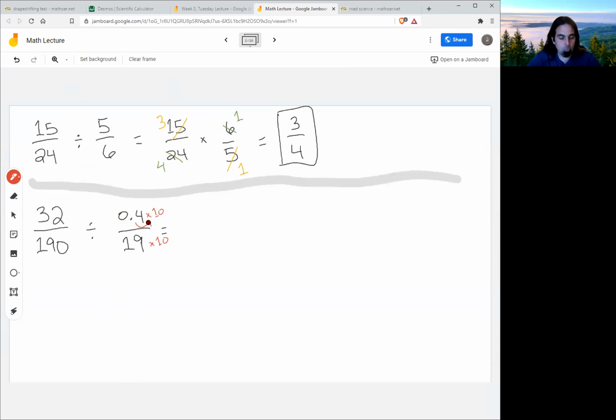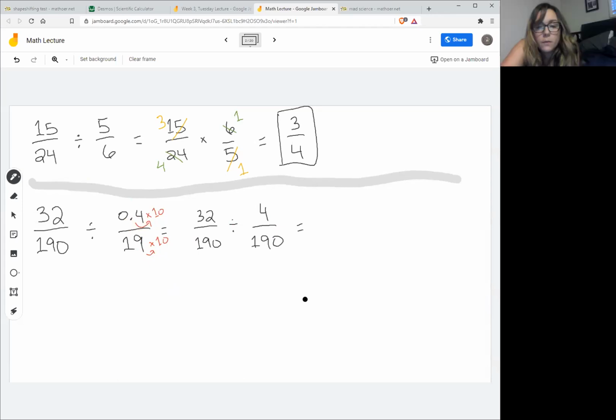We scooted this decimal point as many times as we needed to make it a whole number. So in this case, 1 is great. So we need a decimal point scoot on the bottom also, and we will get 32 over 190 divided by 4 over 190. Okay, I've gotten rid of that decimal point. I did 1 scoot top, 1 scoot bottom, times 10 top, times 10 bottom, however you want to think of it. What's my next step? You flip the 4 over 190. Yeah.